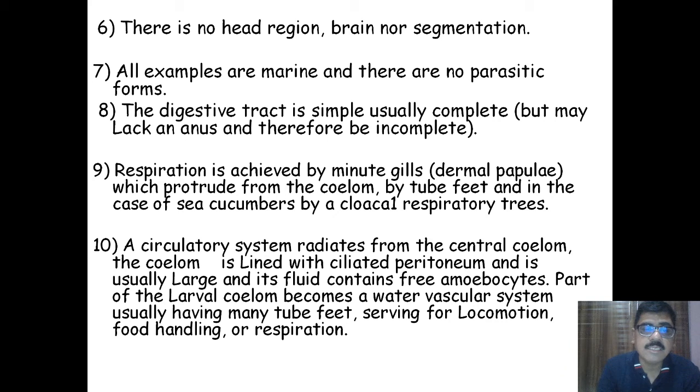All the echinoderms have a simple digestive tract and usually a complete digestive tract. But some may lack an anus, and where the anus is not there, that is the incomplete one. Respiration in these echinoderms occurs by minute gills that are also called dermal papillae. Why? Because these are present over the skin, and therefore dermal papillae. Derma means skin, which protrude from the coelom by the tube feet.